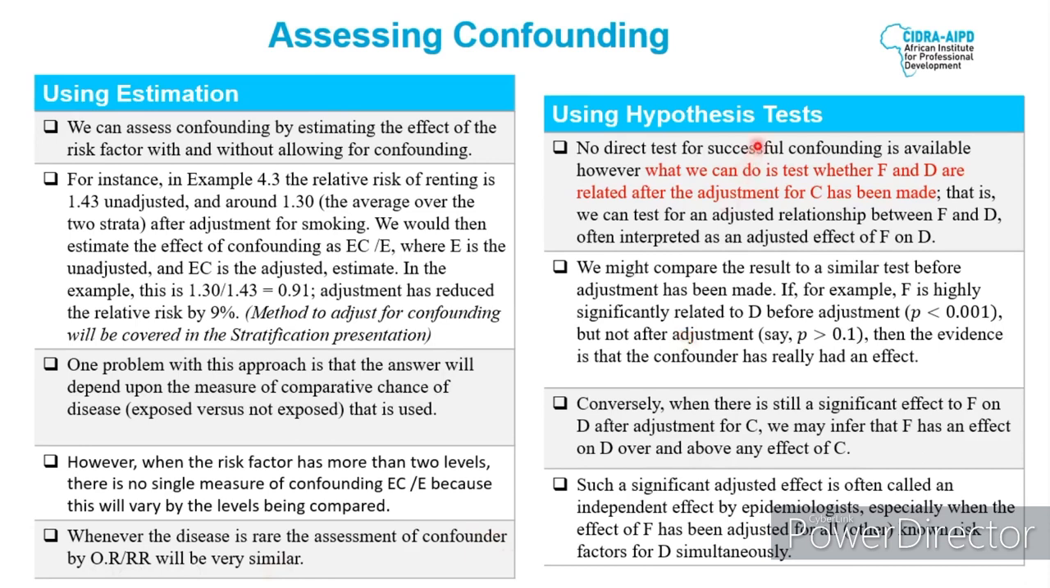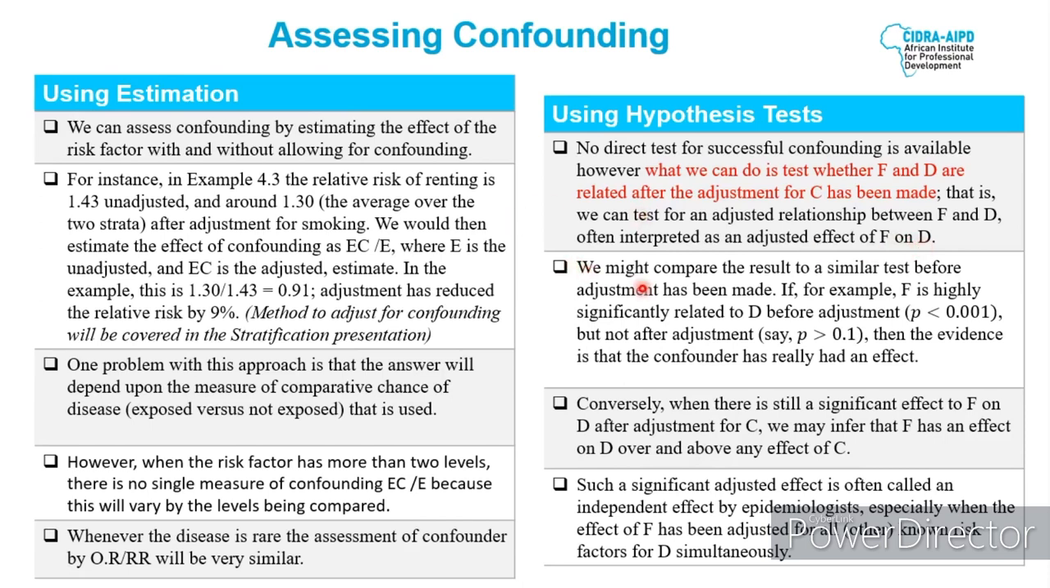Now let us talk about the process where we can use hypothesis tests. There is no direct test for confounding. However, we can test whether the risk factor and disease status are related after the adjustment for confounding has been made. We can test for an adjusted relationship between the risk factor and disease status, which is often interpreted as the adjusted effect of the risk factor on disease status.